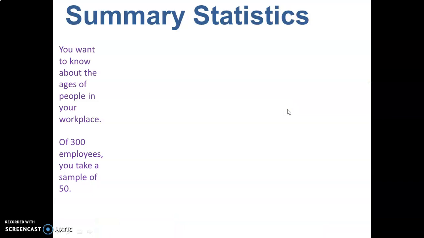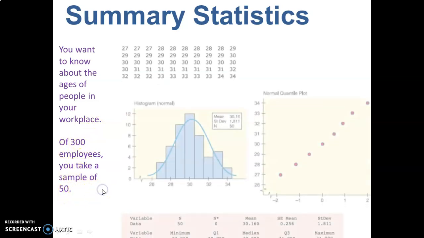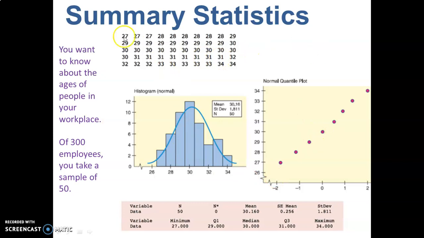All right, let's begin. Let's say you want to know about the ages of people in your workplace. Of 300 employees, you take a sample of 50. Then we have this. So here's a sample of 50 ages, and we can represent the ages in different ways. Basically, these are called summary statistics, when we have a sample of data and we describe that sample of data. So for example, here we have a histogram showing the ages, we have a mean here, a standard deviation, minimum, quartile 1, median, quartile 3, maximum. These are all things we've talked about. These are all called summary statistics. They summarize a data set.